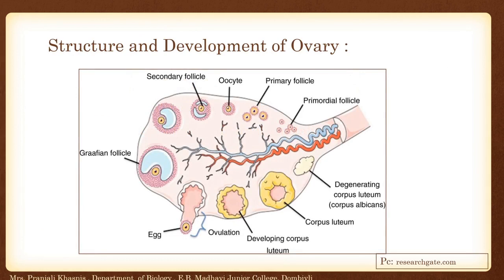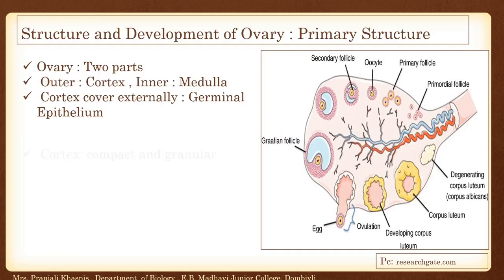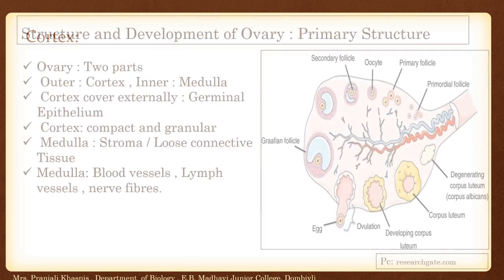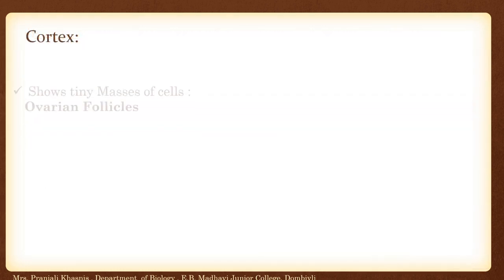Let us move ahead to the structure and development of the ovary. These topics we have already discussed. So the ovary has two major parts, the outer one called cortex, the inner one called medulla. Cortex is covered externally by germinal epithelium. Cortex is compact and granular, while the medulla is a stroma having loose connective tissue. Medulla has blood vessels, lymph vessels and nerve fibers.